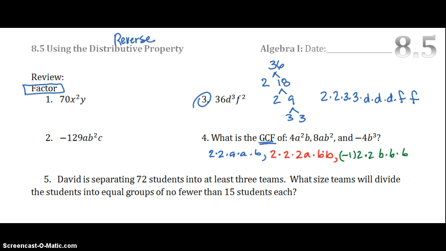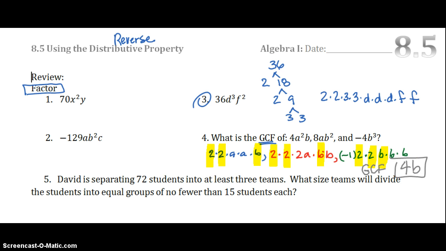So we're going to take out the greatest common factor. They all have 2 2's, and they all have, well, this one doesn't have any a's, so a b. So the greatest common factor for this problem would be 4, which is 2 2's, b. 4b is the greatest common factor.